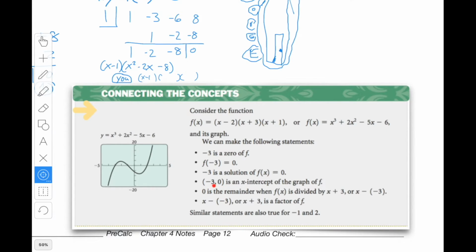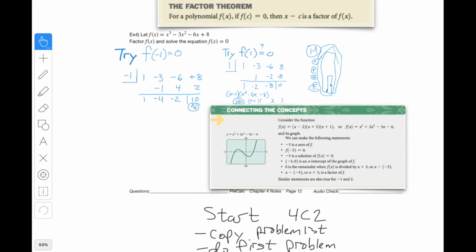Negative 3 comma 0 is an x-intercept. Bam. 0 is the remainder when f of x is divided by x plus 3, or x minus your 0, negative 3. And then x minus negative 3, or x plus 3, is a factor of f. You can make similar statements about negative 1 and 2. These are all the things that you can say if you know the zeros. Zeros and intercepts and solutions and remainders, they're all very intimately tied together. And you should be able to navigate them all.